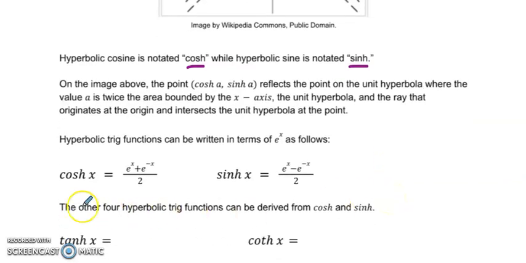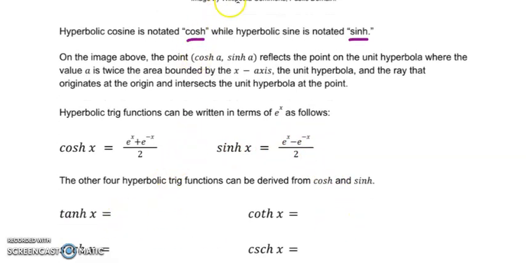We can also write hyperbolic trig functions in terms of e to the x. To do that, hyperbolic cosine of x is e to the x plus e to the negative x over 2, whereas hyperbolic sine of x is e to the x minus e to the negative x over 2. Then tangent is sine over cosine, hyperbolic sine over hyperbolic cosine. So e to the x minus e to the negative x over 2, and then instead of dividing by the hyperbolic cosine, we'll multiply by its reciprocal.